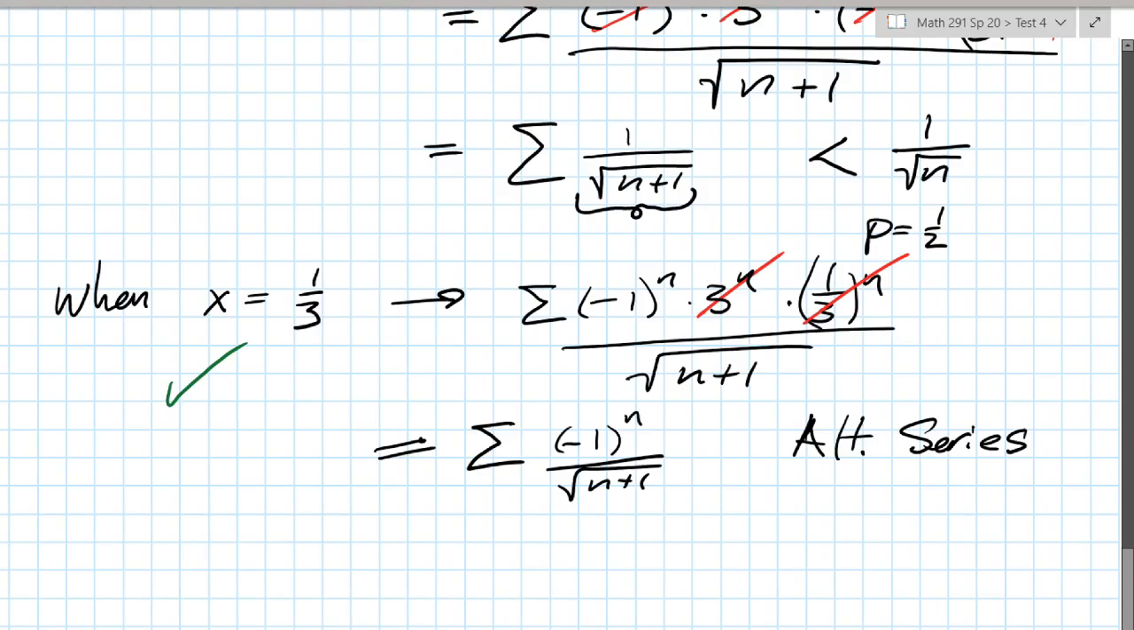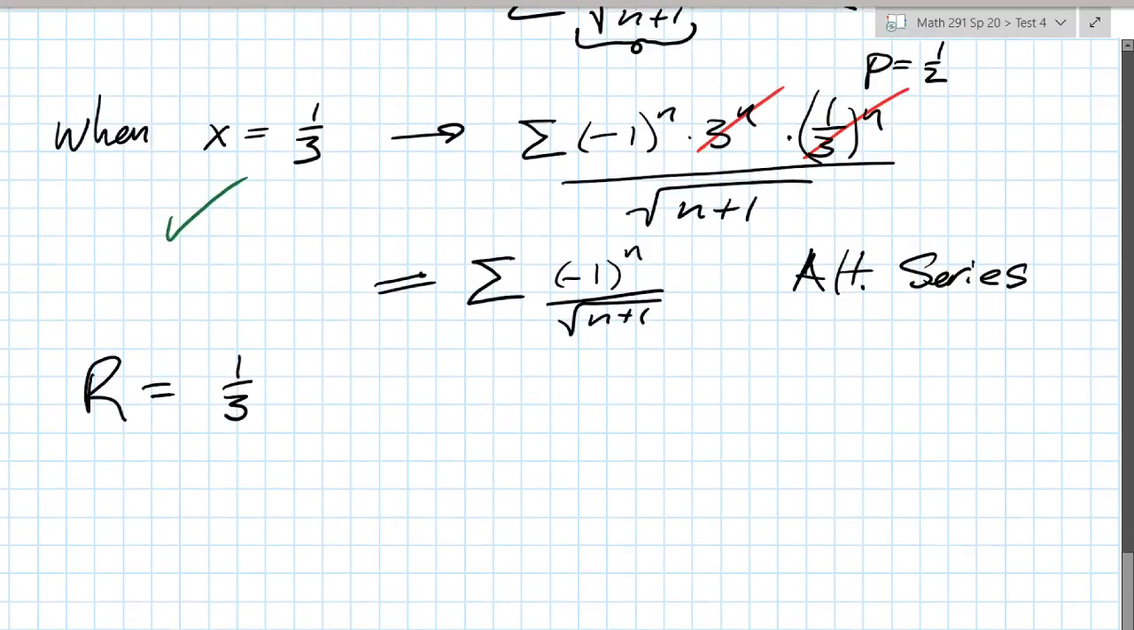So there you have it. The radius of convergence is 1/3. The interval is from negative 1/3 to positive 1/3, where we can exclude negative 1/3 but include positive 1/3.